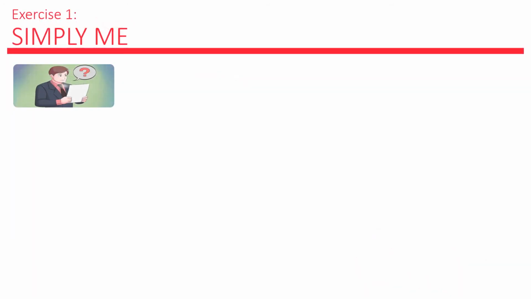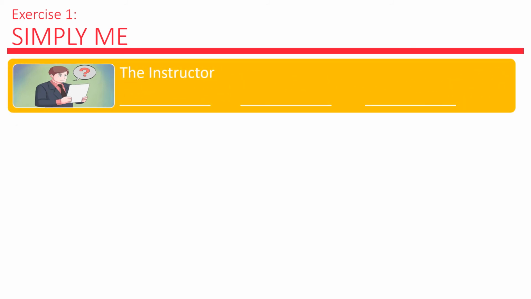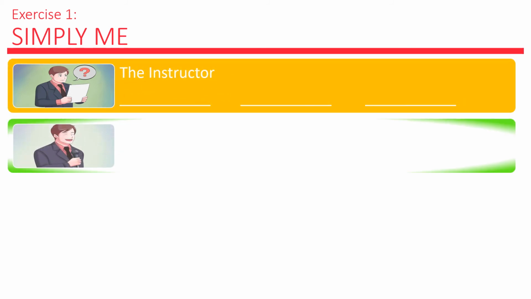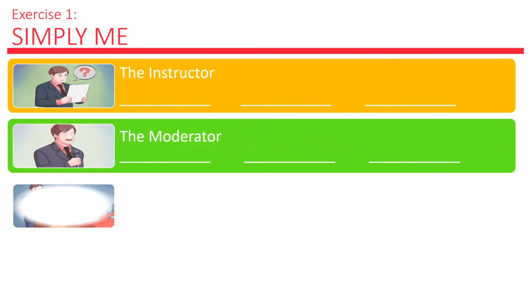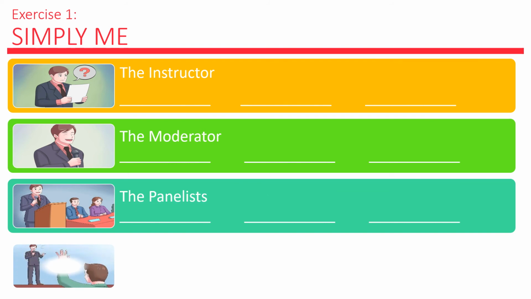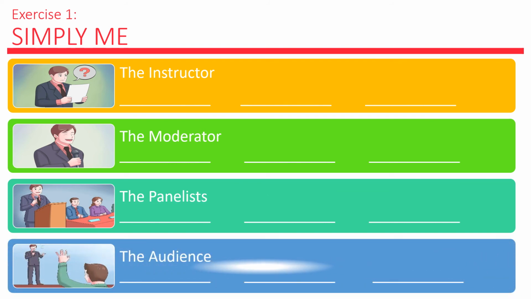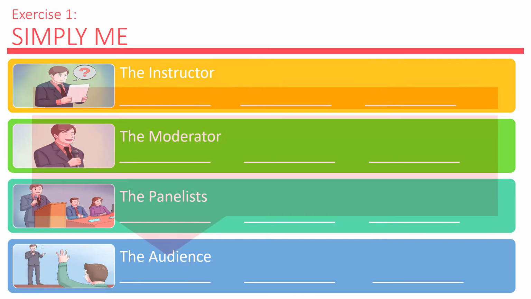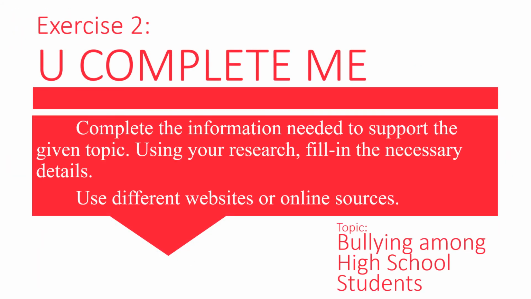So here is the graphic organizer which you can use. You are to characterize the instructor, the moderator, the panelist, and the audience. For the second exercise, you need to use your smartphones and must have an internet connection. Mobile data will do.